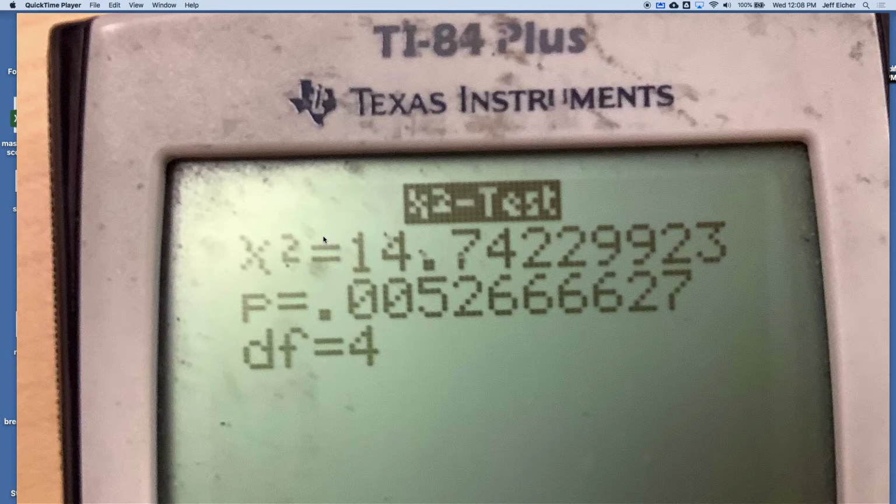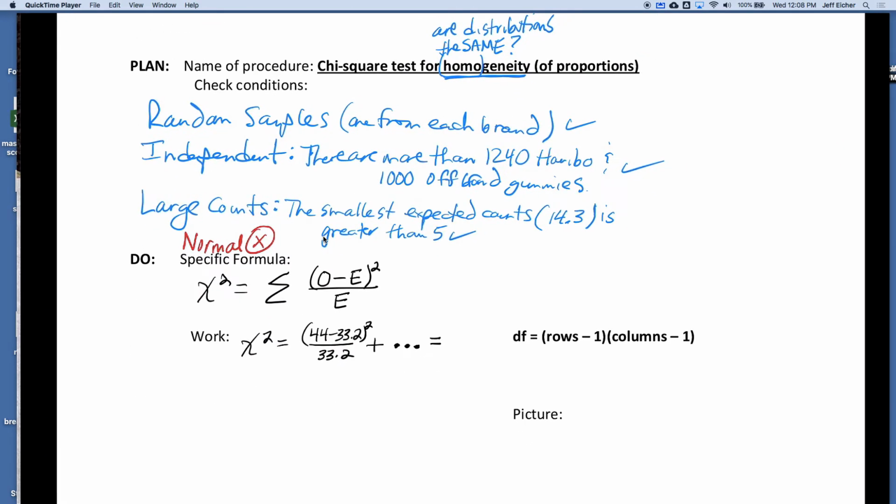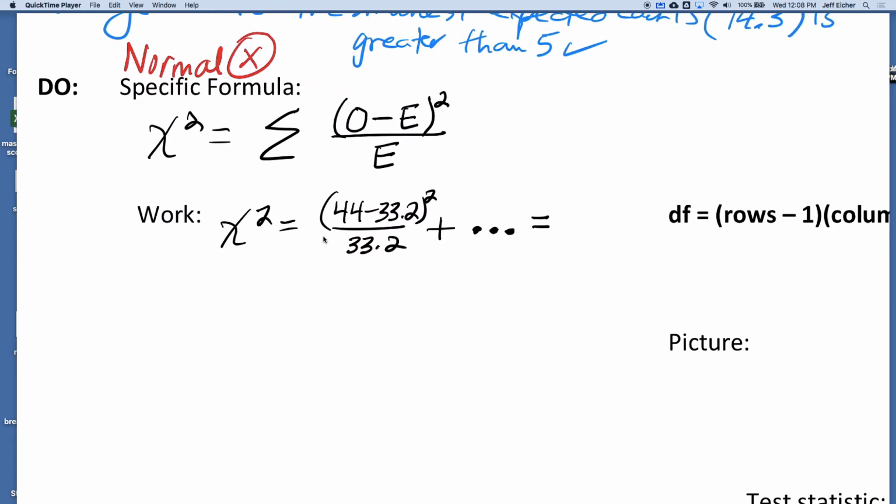So let me go back to this page in the notes. So this chi-squared value was, what was that, 14.7? Yeah. This equals 14.7. And that is acceptable work on the AP exam to show the first term plus dot dot dot gives you the test statistic from your calculator, which is really fast, much nicer.